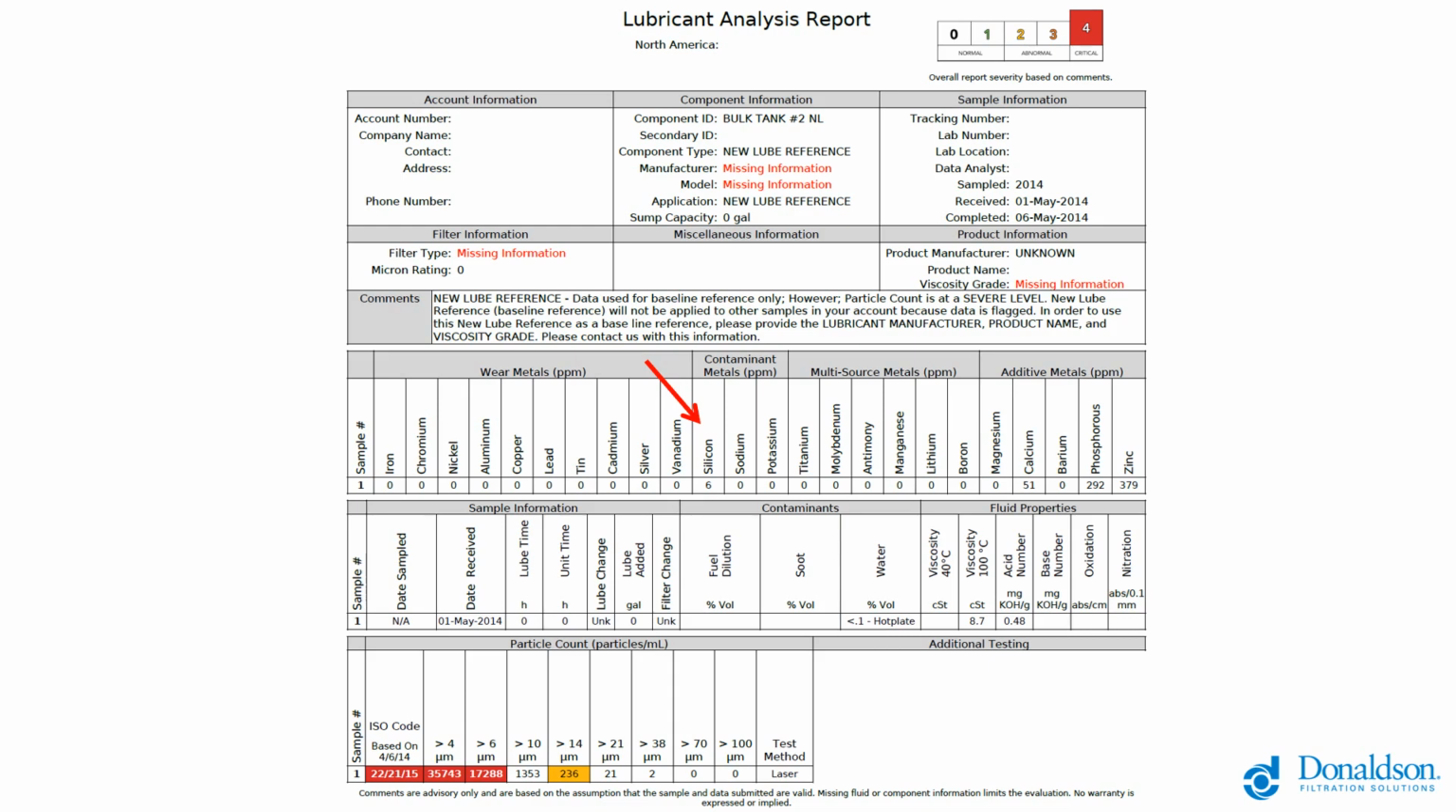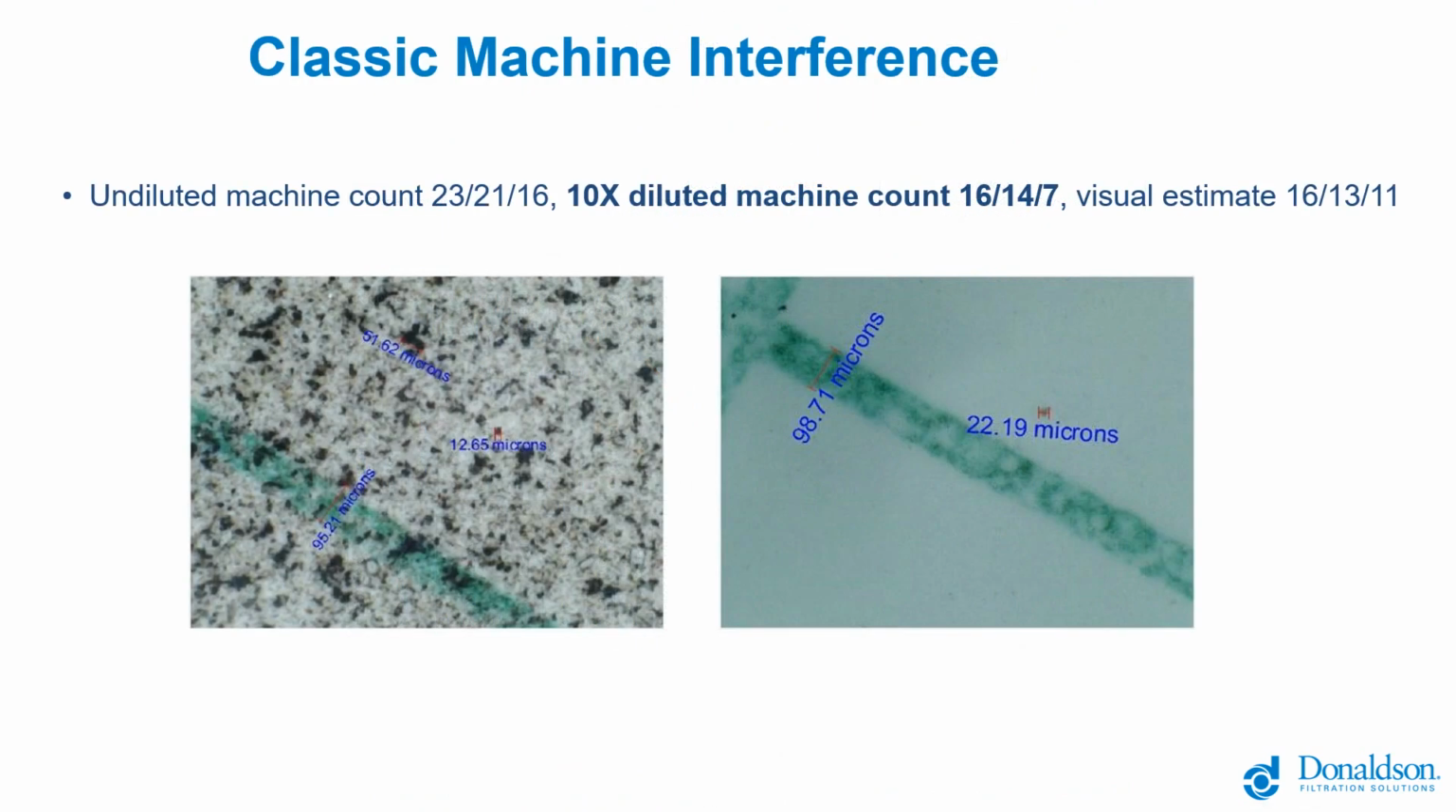Remember how dirty those images were? That's the dirtiest image I showed you. What's going on there is something called machine particle counter interference. There's an additive in the oil that confuses the counter and makes it believe that the fluid is very dirty. So an undiluted machine count of 23/21/16 is what you would see there on the left. And after doing some sample prep or a visual count, we find that the fluid is actually very clean. It's meeting its 16/13/11 target quite nicely.